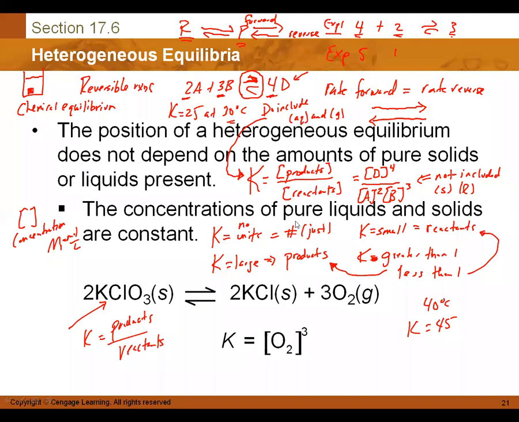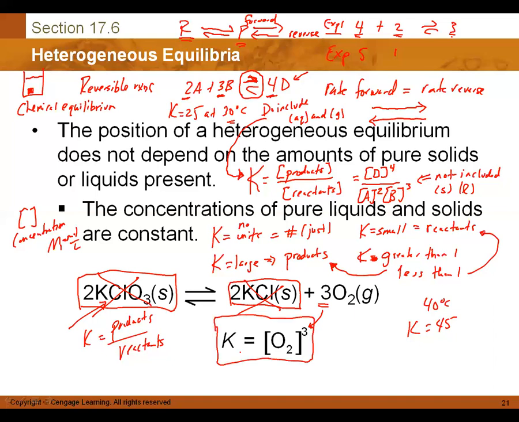So here we would do our products over reactants. We would take our product, which is our O2, and we would cube it because of the coefficient. But on the product side we also have a solid, which would not be included in the equilibrium expression, over our reactant, which happens to also be a solid, so we wouldn't leave it in the equilibrium expression either. And this would be our correct K value for it, sometimes referred to as Kc because C means concentration. So we're dealing with the concentration here.